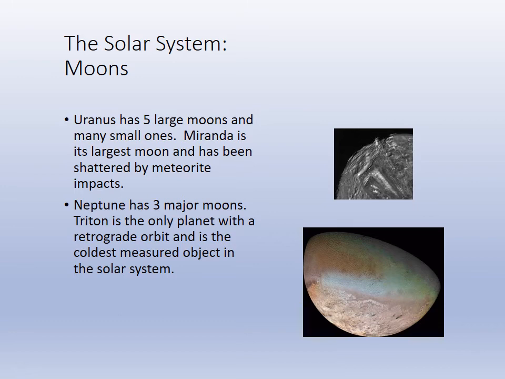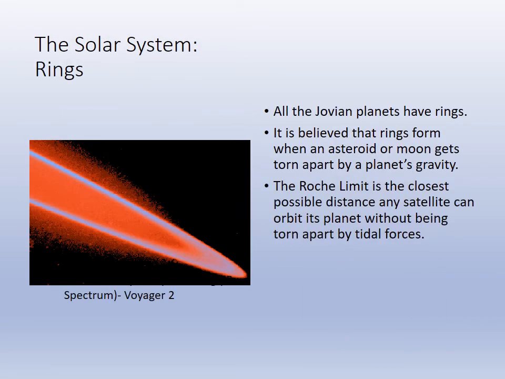Uranus has 5 large moons. One is Miranda, which has been shattered and reformed. Triton is the only moon that is the coldest. It's cold and it has a retrograde orbit. So Triton is the only planet with a retrograde moon. Coldest object in the solar system. Rings: all Jovian planets, which are gas giants, have rings from asteroids that have been pulverized by the great gravity of that planet.